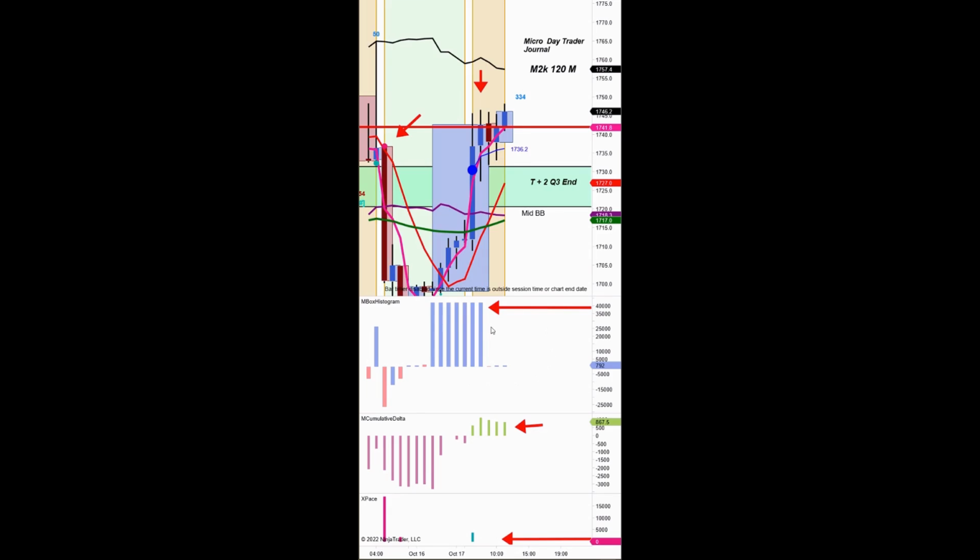So conclusion here, we did have a great push up, but I'm looking for some resistance here around the upper Bollinger Band and maybe a little bit above to be exploring for some mean reversion opportunities. My targets are going to be the T+2 Q3 end, and I'm going to really look at how this middle Bollinger Band reacts in Tuesday Globex and RTH.